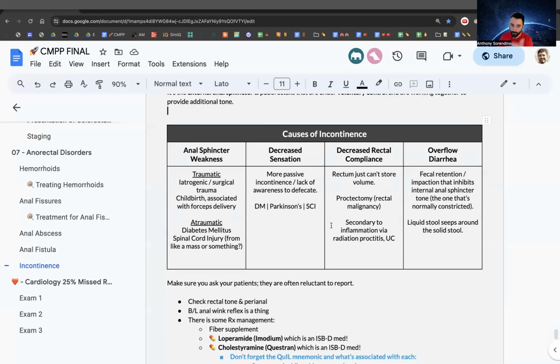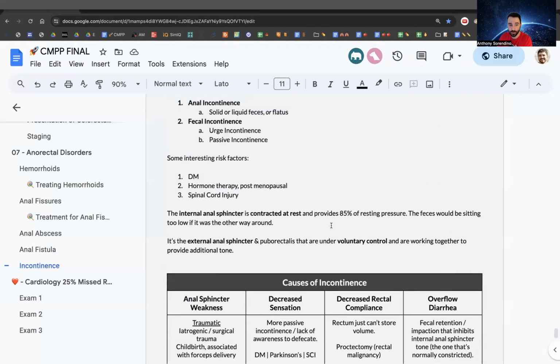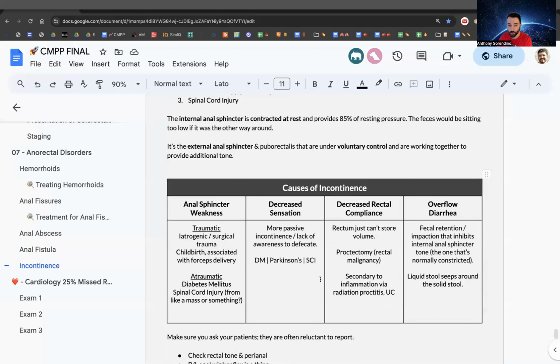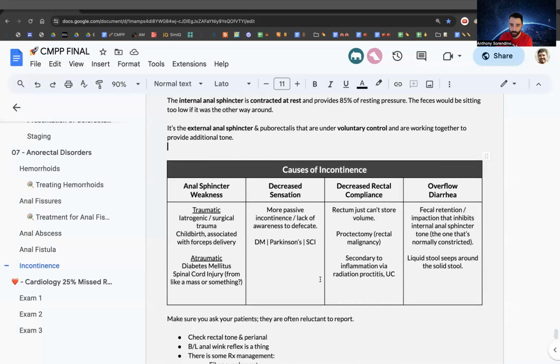Causes of incontinence, you should probably know these. It's anal sphincter weakness, which can either be traumatic or atraumatic. The big thing here also is childbirth associated with forceps delivery. So that's going to be anal sphincter weakness. Decreased sensation is another one, like with diabetes, like with neuropathy, and you're just not feeling things. Parkinson's, spinal cord injury, so other causes of sensory loss. You just don't have the awareness to defecate, and it just kind of comes out.